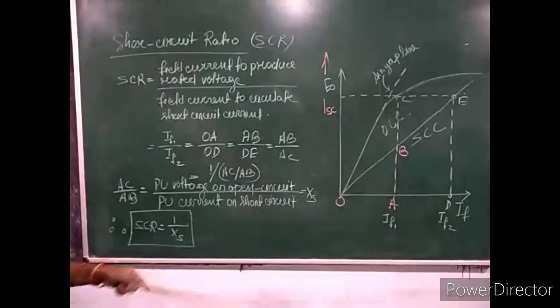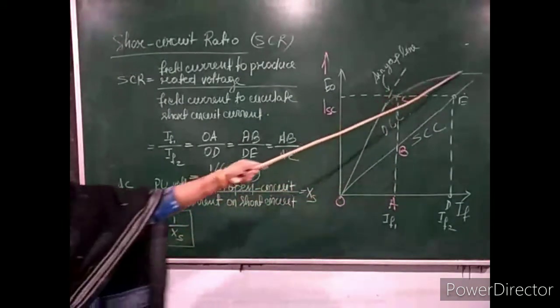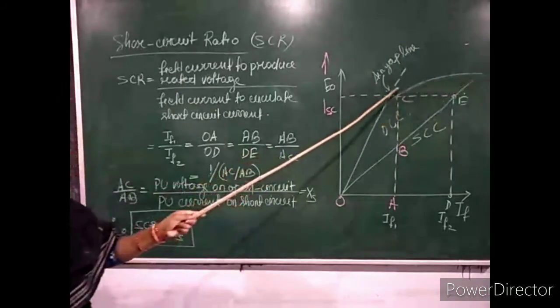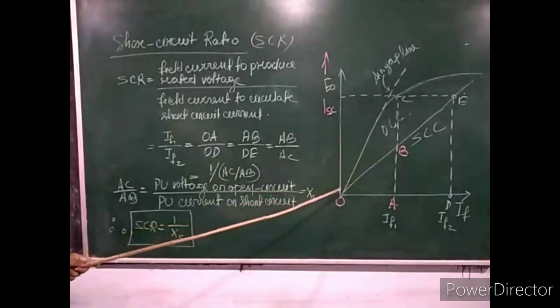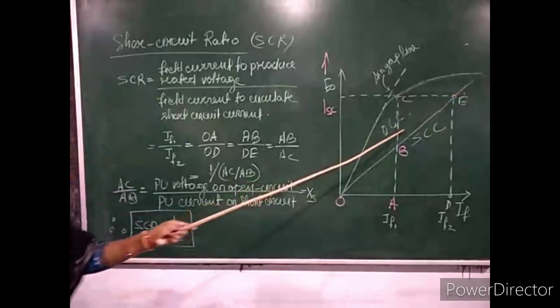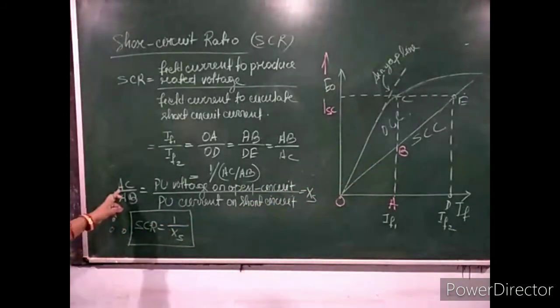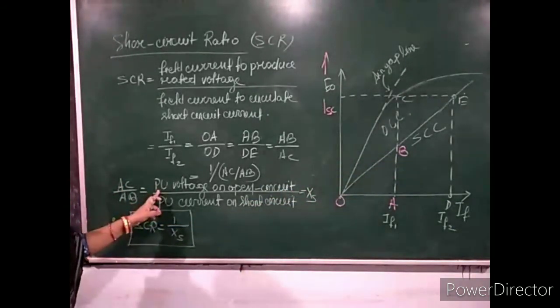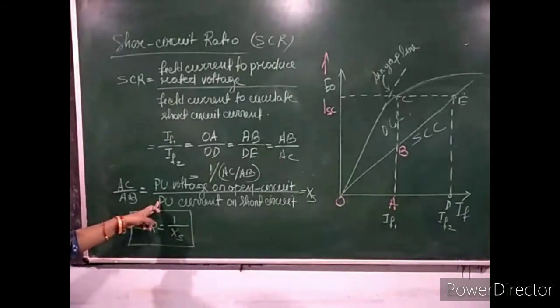Is it clear now, students? Again I repeat, AC by AB. Where do you get AC? You get AC from the open circuit characteristics curve. So it is the per unit open circuit voltage, and AB you get from the short circuit characteristics curve, which is the per unit value of short circuit current. So AC by AB is the ratio between the per unit value of open circuit voltage on the open circuit test to the corresponding per unit short circuit current on the short circuit test. Clear?